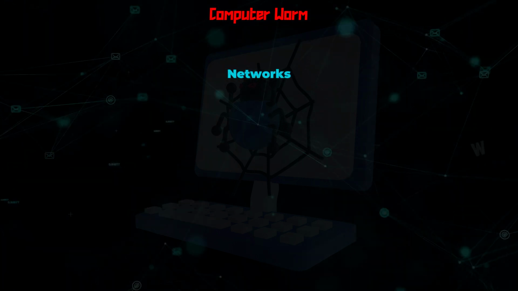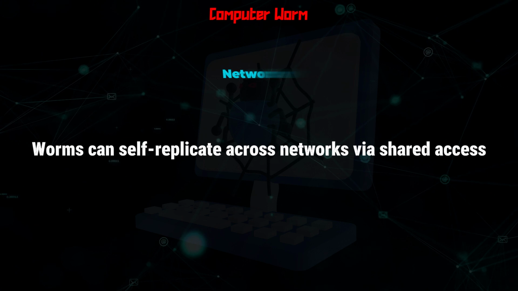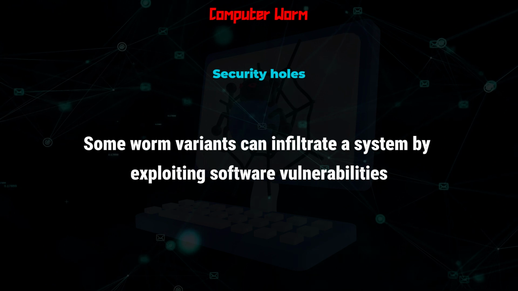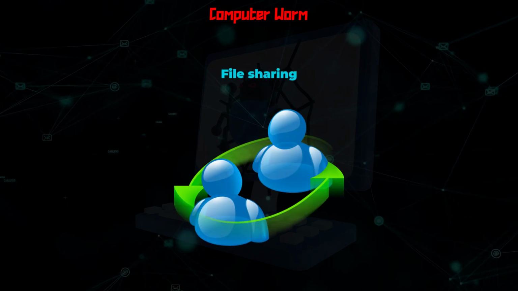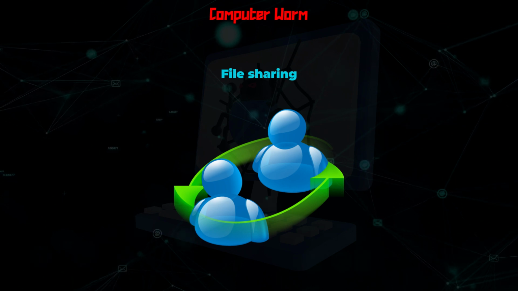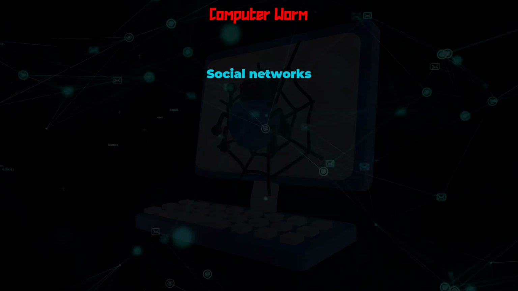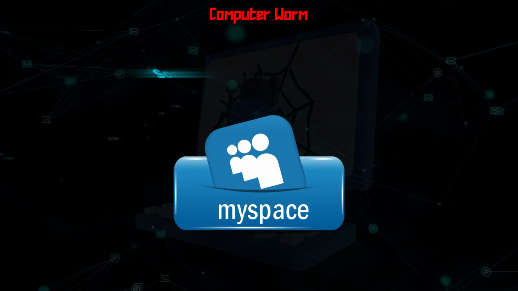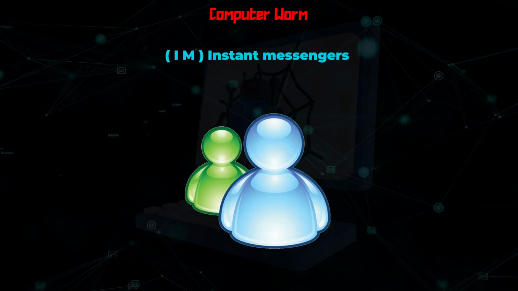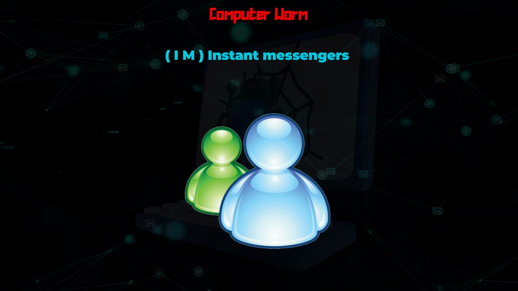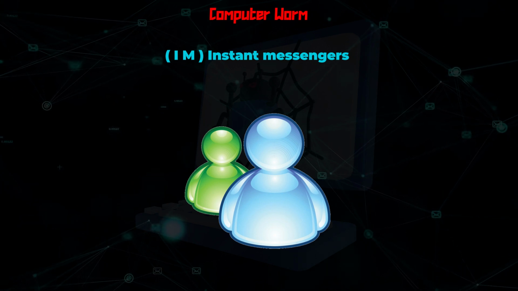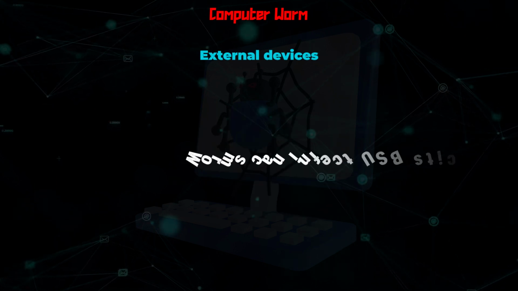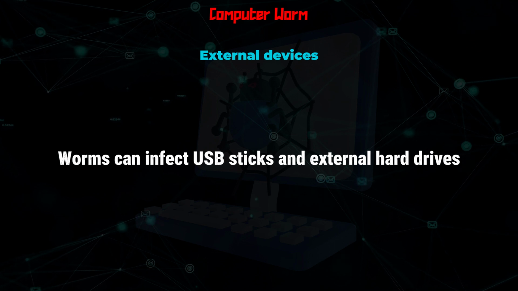Networks. Worms can self-replicate across networks via shared access. Security holes. Some worm variants can infiltrate a system by exploiting software vulnerabilities. File sharing. Peer-to-peer file networks can carry malware like worms. Social networks. Social platforms like MySpace have been affected by certain types of worms. IM stands for instant messengers. All types of malware, including worms, can spread through text messages such as IRC, which means Internet Relay Chat. External devices. Worms can infect USB sticks and external hard drives.